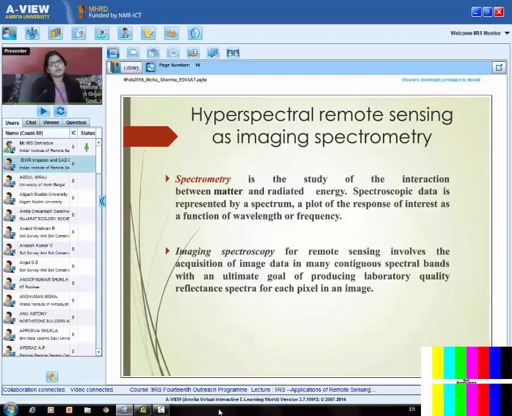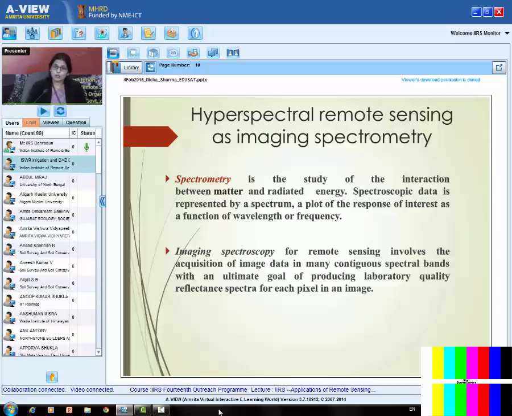Now, as you must have heard, hyperspectral remote sensing is also known as imaging spectrometry. Why do we call it imaging spectrometry? First of all, we have to understand what we exactly mean by spectrometry. In general, we can say that spectrometry is the science in which we study the interaction of matter and radiant energy.